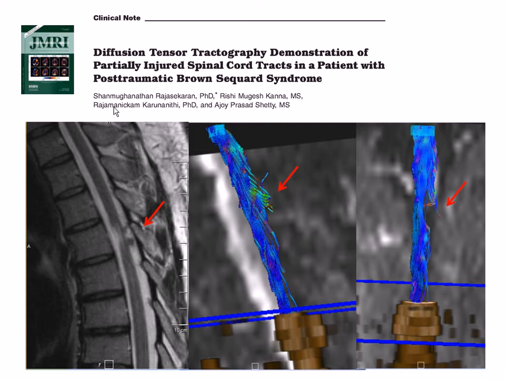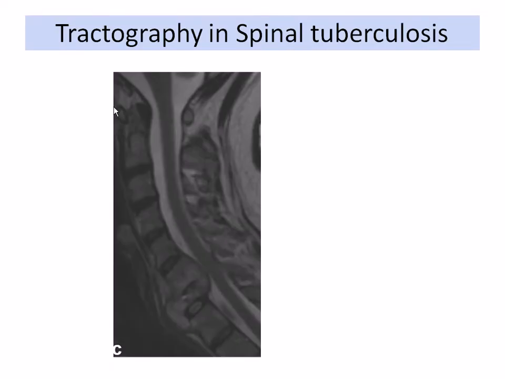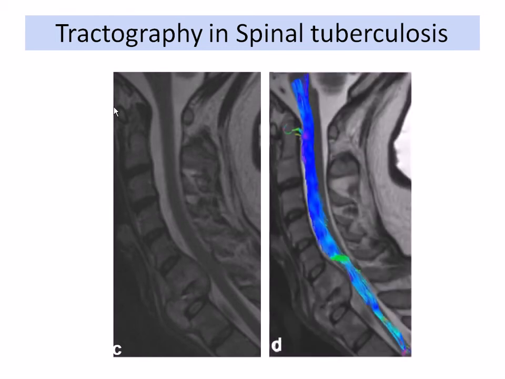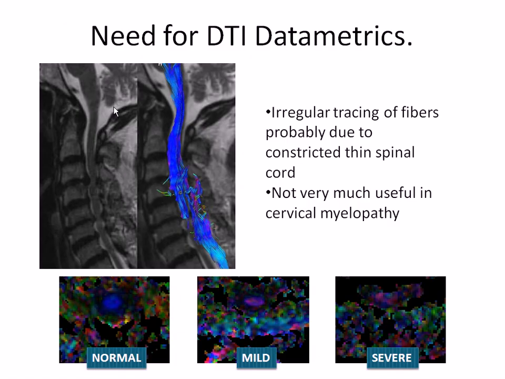So even on day one, even when the patient had a complete spinal shock, we were able to predict that part of the spinal cord was still intact. Here again you can see in spinal tuberculosis, a patient who came with gross neurological deficit, but the tracts were intact and they completely recovered. Now the tractography alone is not enough, because in a chronic compression, you can get quite severe distortion of the tracts.